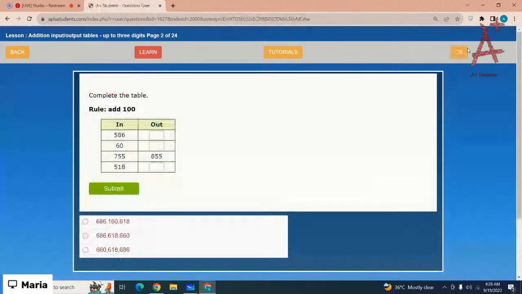Complete the table. So which is the correct option? No, not times 100. You have to add them. You have to add 100 to every input value and you will get the output value, right? Not multiplying. You are just adding. It would be 686, 160 and 618. Option number one is the correct option.